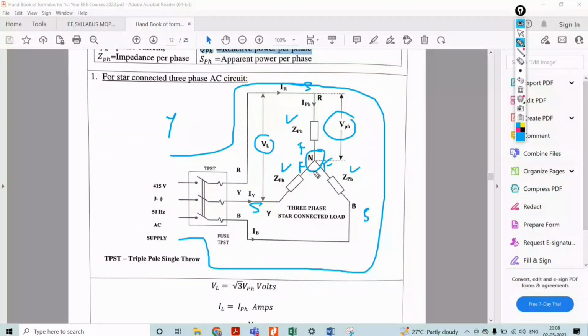Wherever the three similar ends are connected together, that point itself is called the neutral. At that point, the voltage will be 0.